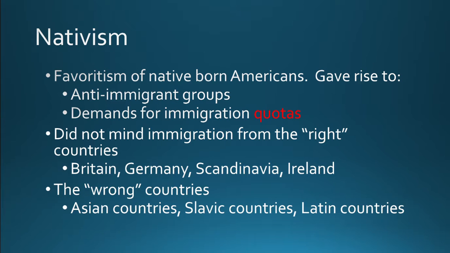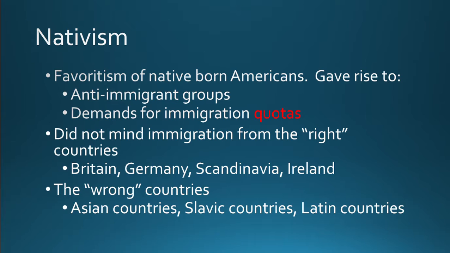So here we go with the quote one more time. We're going to give favoritism to Americans. That's what nativism is going to do. We're against immigrants, so it's anti-immigrant groups. We demand quotas on immigrants, which we will put in place in the 1920s. We'll change that in the 1960s, which we'll take a look at here in a little while. Very interesting how the quotas are set up in the 1960s.